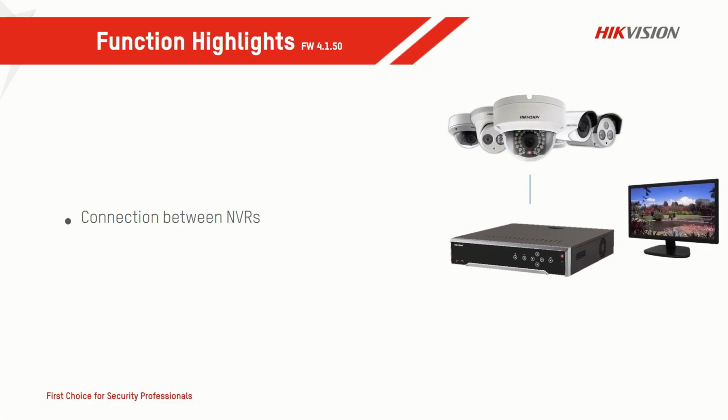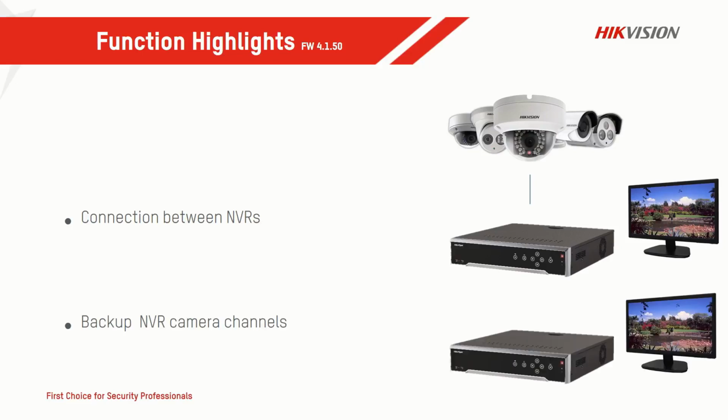The next function I would like to explain is the connection between NVRs. Normally the cameras are directly connected to an NVR, but sometimes we want to create a backup by a second NVR. The second NVR receives the images from the first NVR. We can choose any channel that we would like to receive from the first NVR. This is how we can set it up.